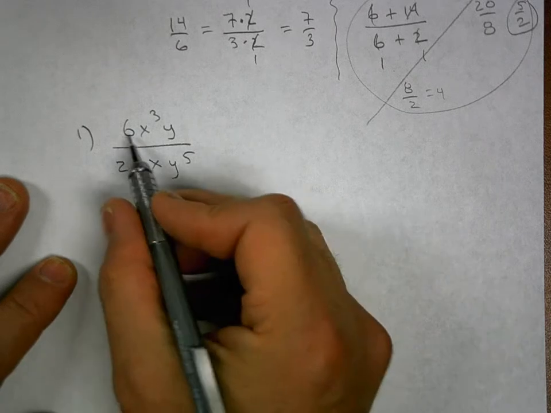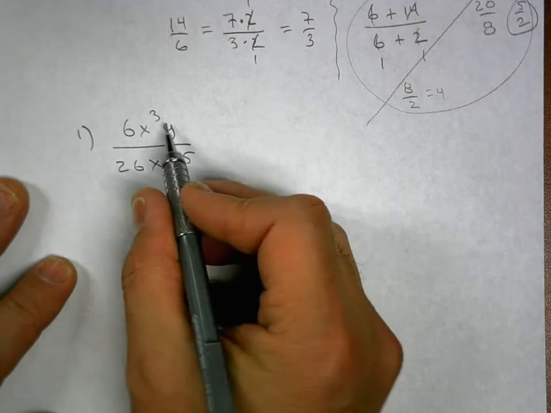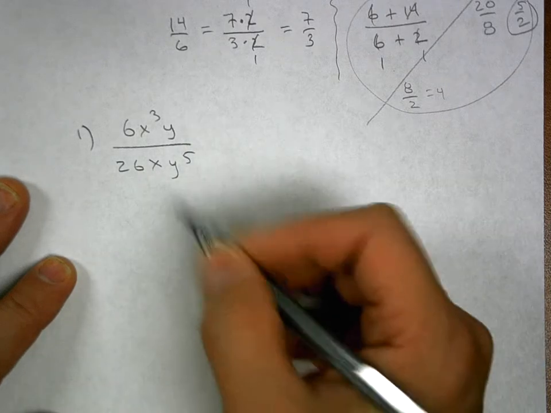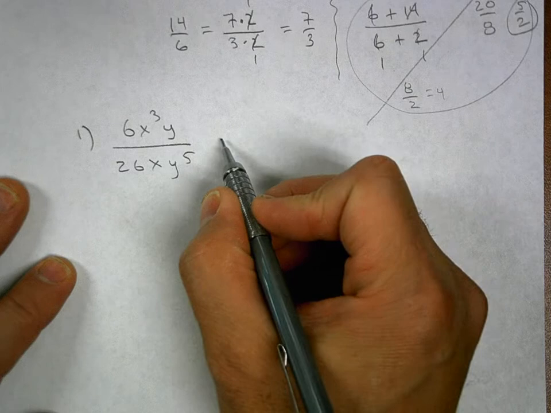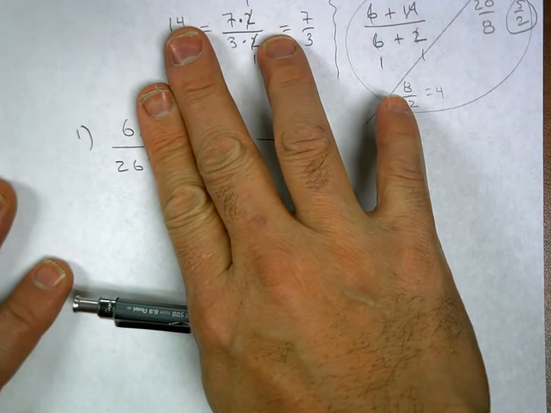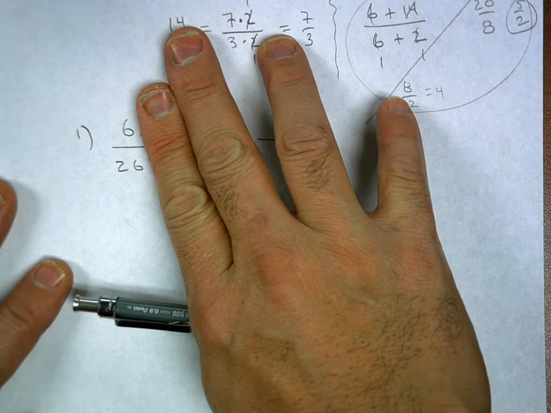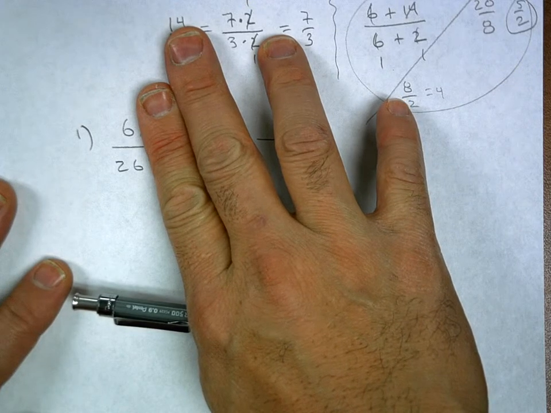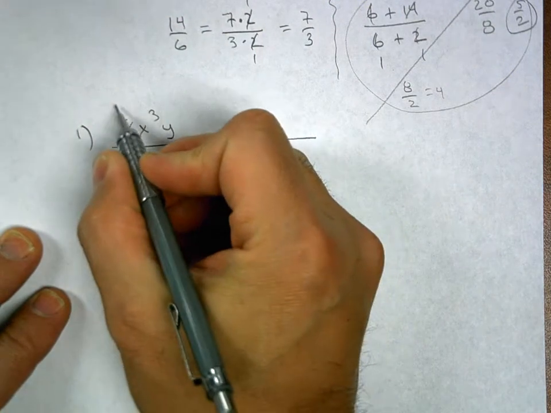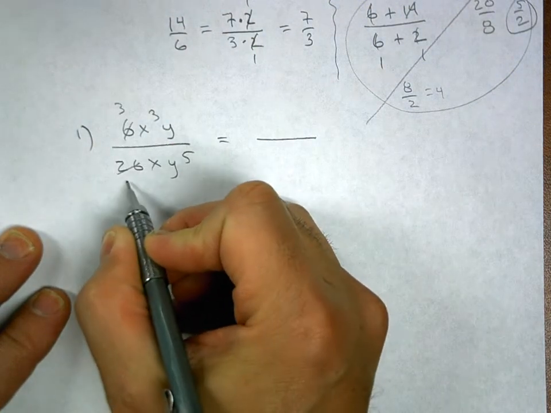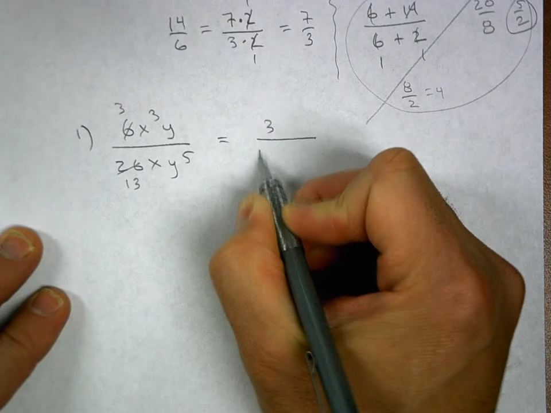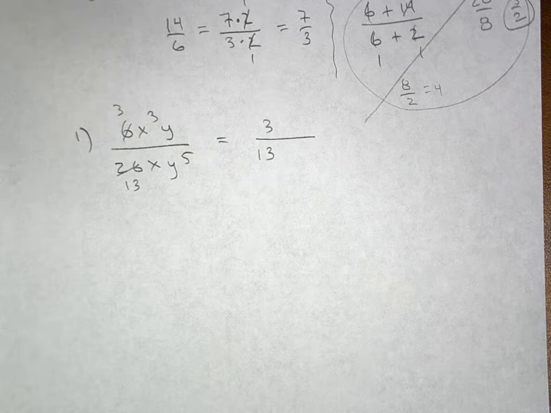By the way, are all of these being multiplied on the top? Yes, everything's multiplied. These aren't terms, these are all factors, so we can reduce. Let's at least reduce the number fraction. What goes into 6 and 26? 2. 2 divided into 6 leaves 3, and 2 goes into 26 13 times. So at least we have 3/13. That's how the number reduces.